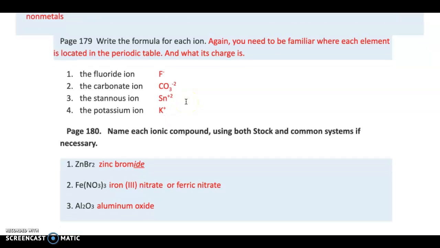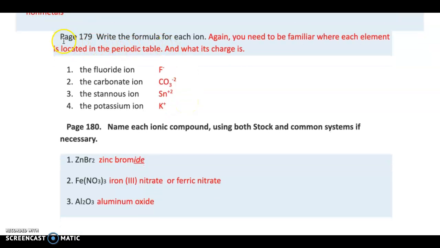Okay, let's continue. Page 179. Write the formula for each ion. Again, you need to be familiar with where each element is located in the periodic table. And using the same table that I provided to you, you will need to find the charge for it. It's very easy if you can locate it right away. Some of these things you need to memorize. I'm not sure how much Dr. Charna will go over the polyatomic ions. You might need to memorize some of them as well.